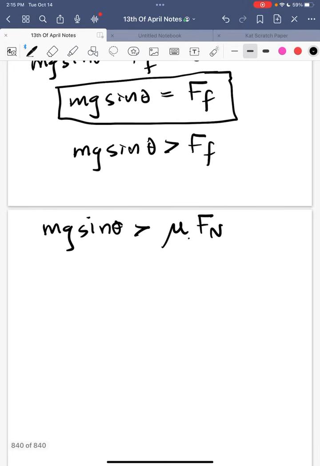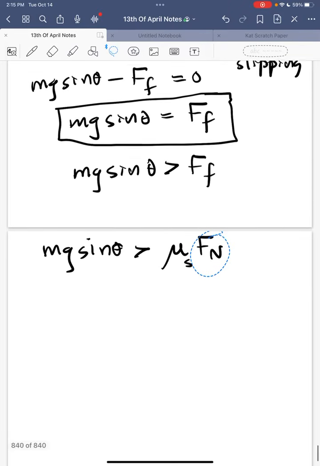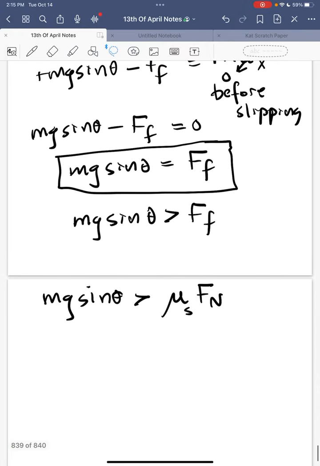Just before it moves, this is the coefficient of static friction, okay? So as long as mg sine theta is greater than the force of friction, which is the coefficient of static friction times the normal force, then we'll get movement, okay? So this will be the condition for movement. Now, how can I elaborate this equation or make it a little bit more detailed so I can solve it or make progress with it?